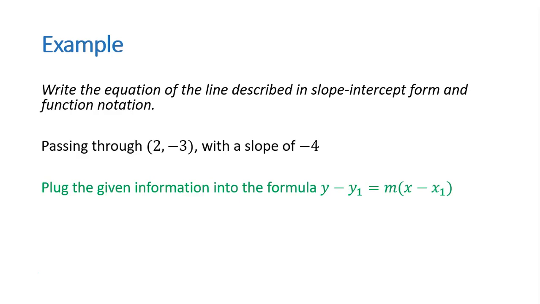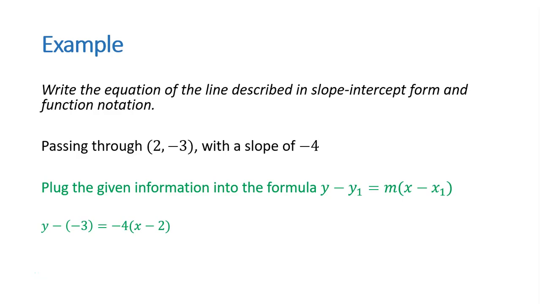So we're going to plug the given information into our formula, y minus y1 is equal to m times x minus x1. So notice on the left-hand side when we plug it in, because the y coordinate that we're plugging in is negative, I have to subtract a negative. I need to put parentheses around the number I'm plugging in. Subtraction is part of the formula, so when we're plugging in a negative number, we need to be really careful with our signs.